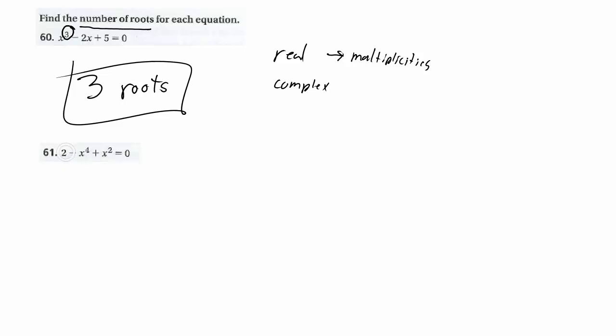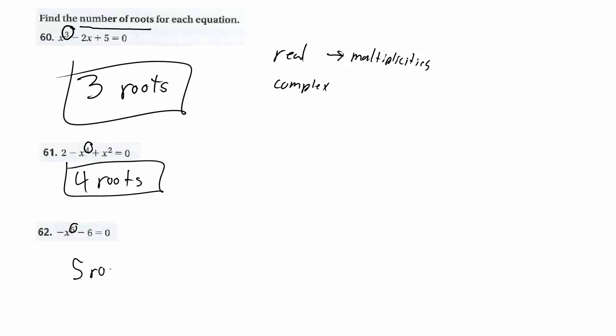For the next one, well, let's see. This doesn't seem to have a degree. Oh, wait, it's not written in descending order, so the degree here is 4, so this one's going to have 4 roots. You always look for the highest degree. For number 62, again, just look at the highest degree in there. So this one's going to have 5 total roots.